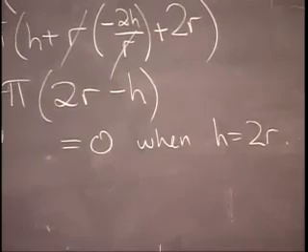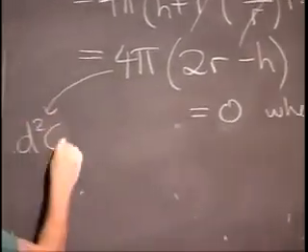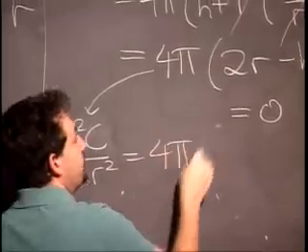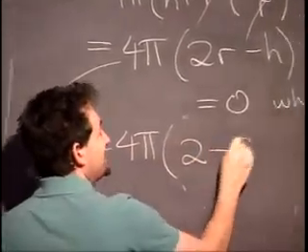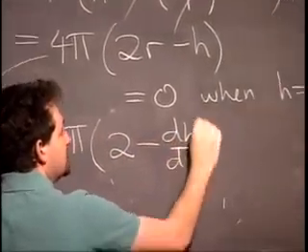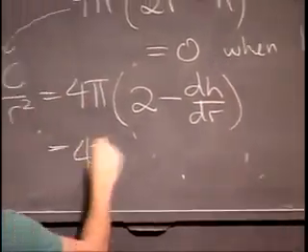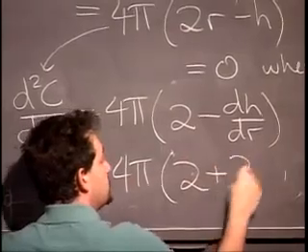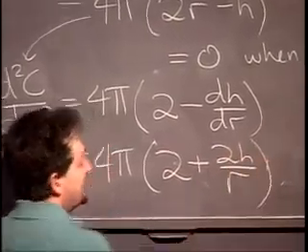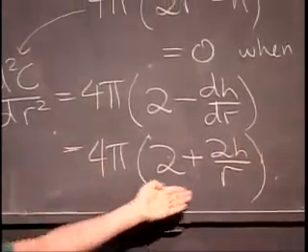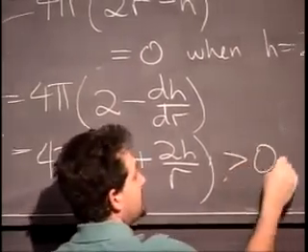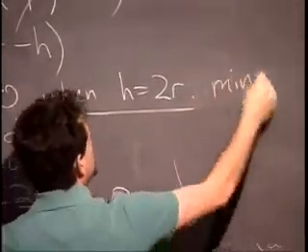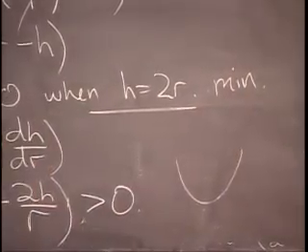Well, let's go from here and take d2C/dr squared. We have to differentiate this with respect to r. We get 4 pi times 2 minus dh/dr. Of course, we know what dh/dr is. It's minus 2h over r. So you get 2 plus 2h over r. And the only thing we care about is that this is always positive. So again, the curve is concave up, and this is a minimum. This is now a minimum.